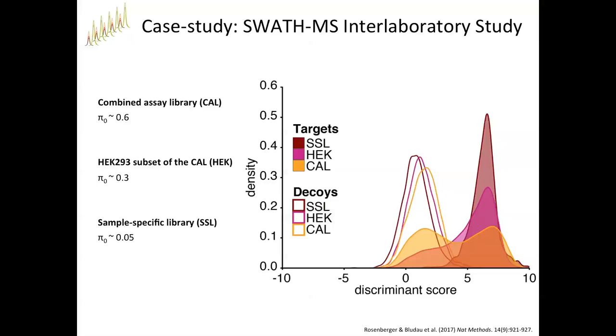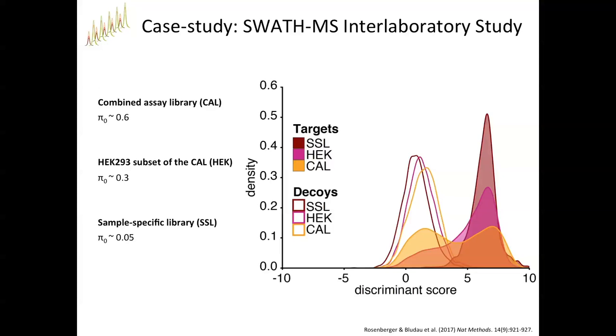The HEC293 subset is matching our samples way better. So the fraction of false targets goes down to 0.3. And for the sample-specific library, we have almost no false targets. So here in this dark red, you can see this is almost 0, and all of the targets are detectable.